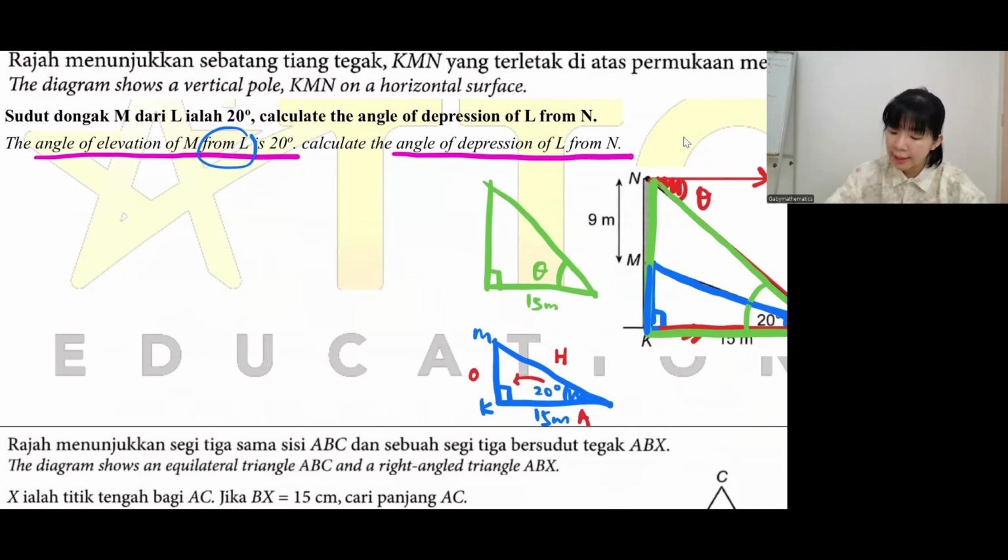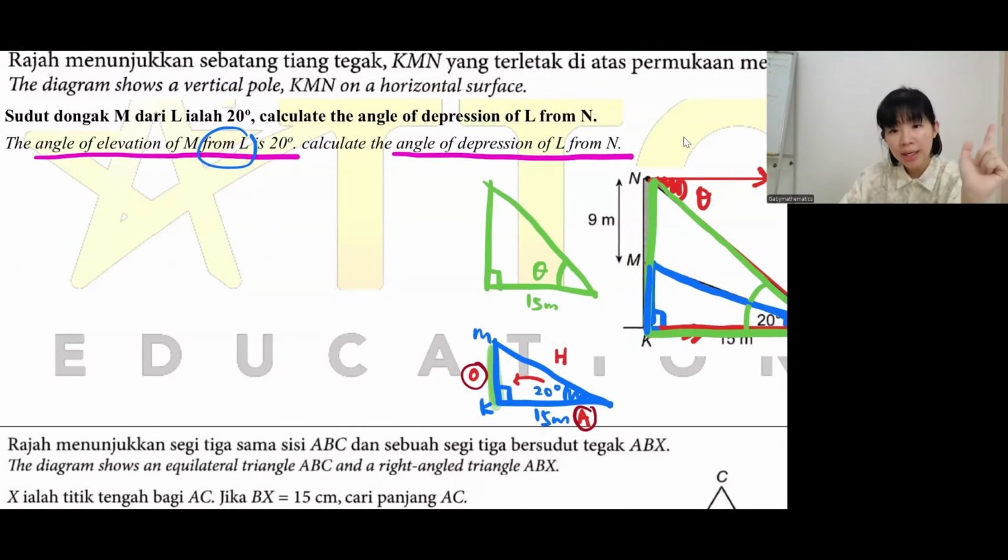If I want to find MK, what decision do you have to make? Which one do you choose? O, A, H. Among these three sides, you want to find MK, definitely you choose O. You choose the thing that you want to find. And then for the other one, choose the one with information, the 15 meters, A.